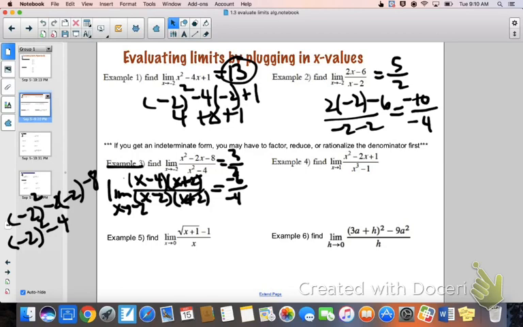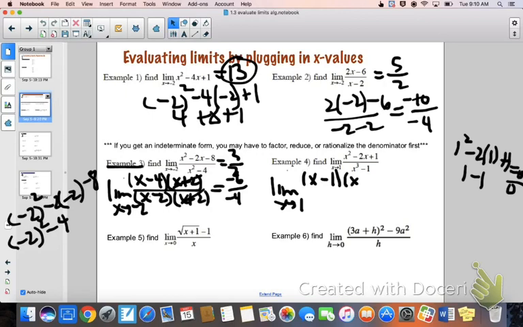Okay. The next one, when you plug in 1, 1 squared minus 2 times 1 plus 1 is 0. Right? 1 minus 2 plus 1, and then 1 cubed is 1 minus 1 is 0, indeterminate form. So we look to factor. We're still going to have the limit as x approaches 1. Factor on the top is x minus 1, x minus 1. Ooh, that's a difference of cubes on the bottom. So that's x minus 1 times x squared plus x plus 1.